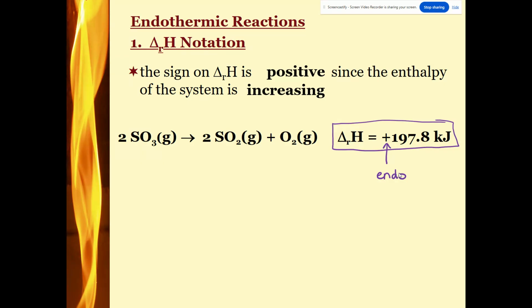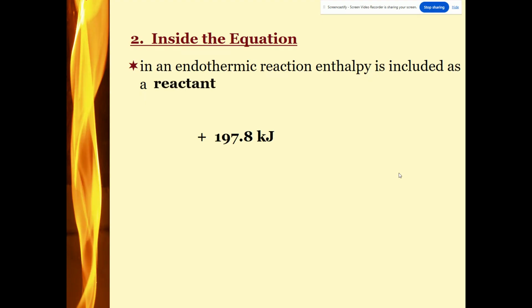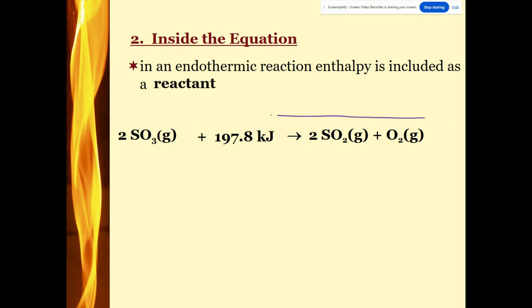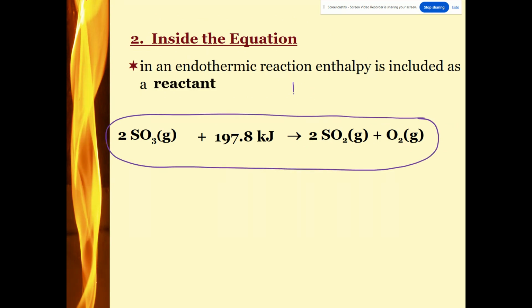So if you're told the system is gaining or the system is increasing by a certain amount of energy, you know it's endothermic, and therefore the delta H notation has a positive for the energy value. If you were to put that as a term in the equation, it now becomes a reactant. So this is all written in one equation. And again, we can separate my reactants from my products.